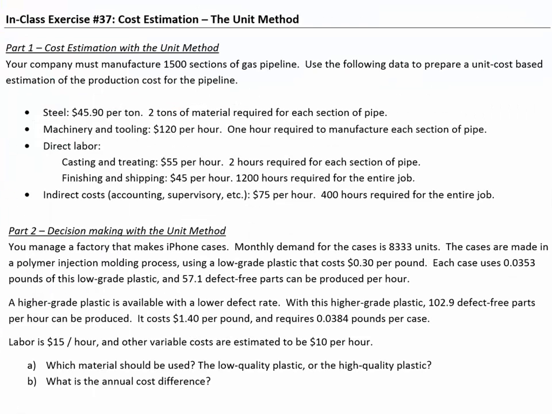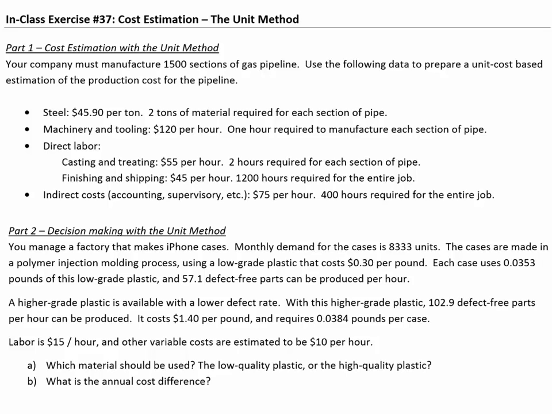I think everyone has finished the first one. Let me give you a hint on the second one. On the second one, there's two different options. We're trying to do some decision making based on costs. One of the machines can make 57 parts per hour, and another machine can make 102 parts per hour. So the second machine is faster, but it uses more expensive plastic, right?